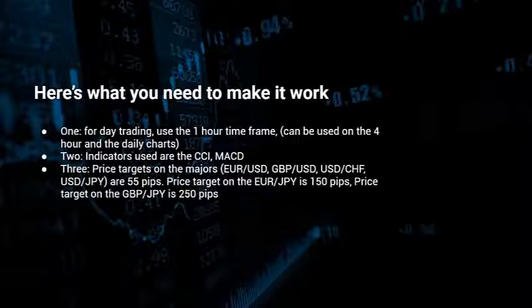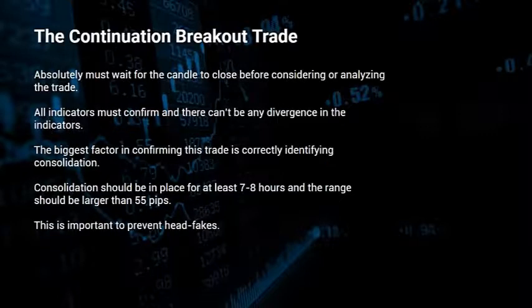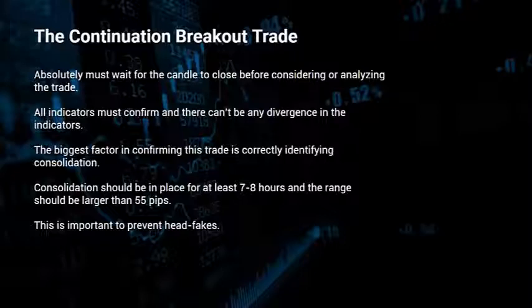So on the yen crosses, the fact that I'm using a 55 pip stop loss means this is more than 1-for-1 reward to risk. So the reward to risk is much better balanced in my favor when I trade the yen crosses. Now, there are a few rules here. You absolutely must wait for the candle to close before considering or analyzing the trade to get a signal. The candle has to close on the 1-minute chart. I'm sorry, the 1-hour chart.